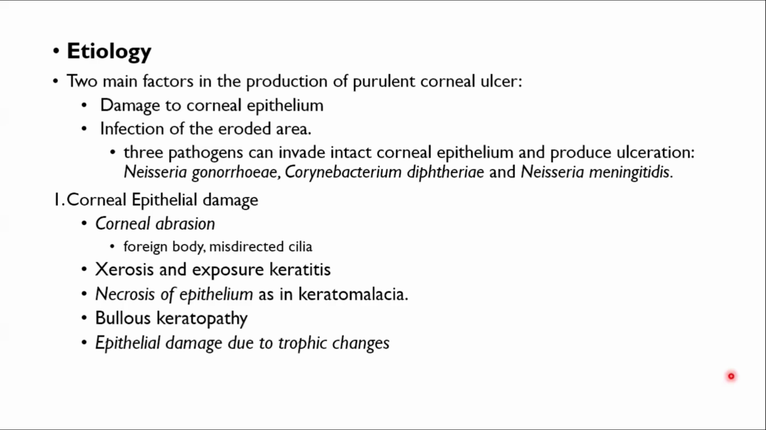Now coming to the etiology. Etiology basically refers to the cause or set of causes behind a particular condition. In this slide we are discussing the primary factors that lead to the development of purulent corneal ulcers. Basically there are two main factors involved in the production of purulent corneal ulcers. The first one is damage to the corneal epithelium and infection of the eroded area.